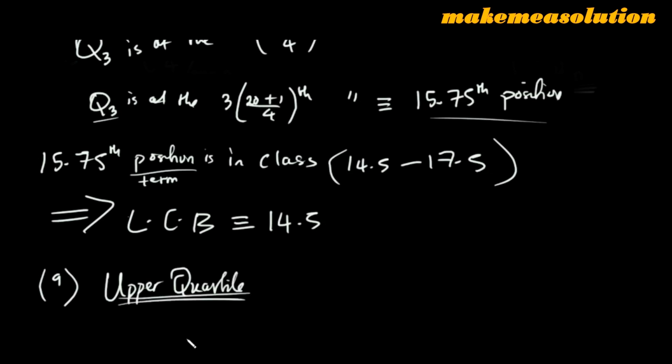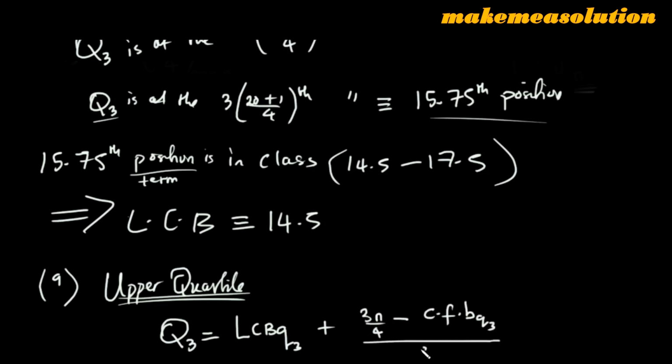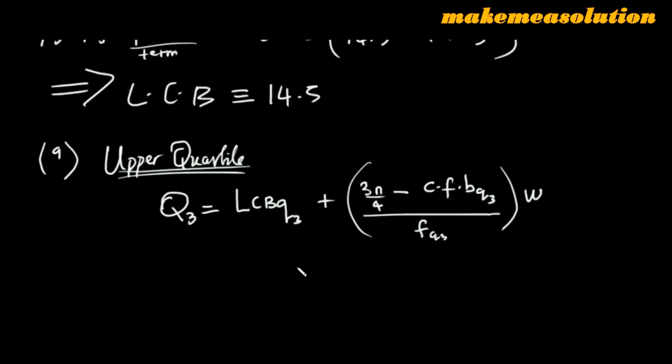So we are still going to use the same pattern of formula. Q3 is going to be the lower class boundary of the upper quartile class plus 3n/4, 3/4 of the data, that's our upper quartile, then minus the cumulative frequency before the third quartile class. And we now have the frequency of the third quartile class, FQ3, times the class width, W. Is that okay? So let's read off all these values.